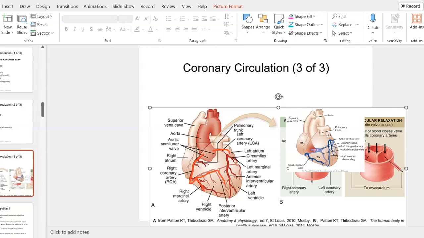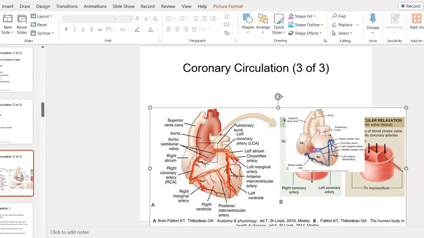Okay, and the left side, we have the left, and that will come down and serve the front of the left ventricle. And you've, I'm sure, heard this, anterior interventricular, also known as left anterior descending. And then there's a marginal artery, which will go to just part of that heart muscle there.